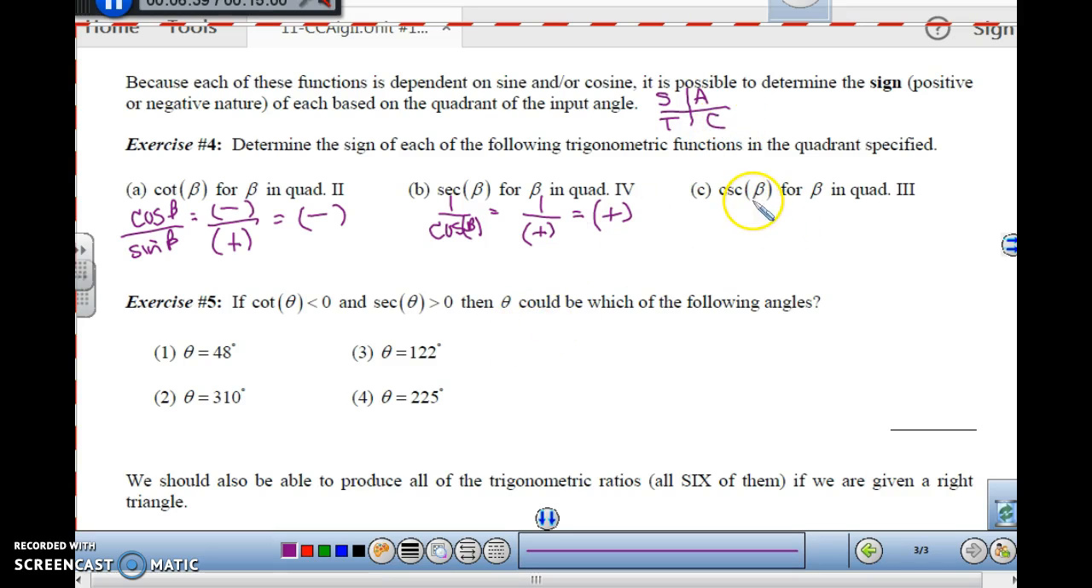Okay, cosecant of beta for beta in quadrant 3. All right, if we look at quadrant 3, cosecant is actually 1 over sine.